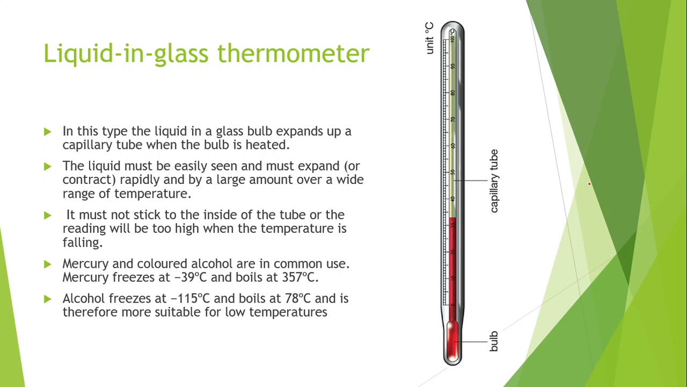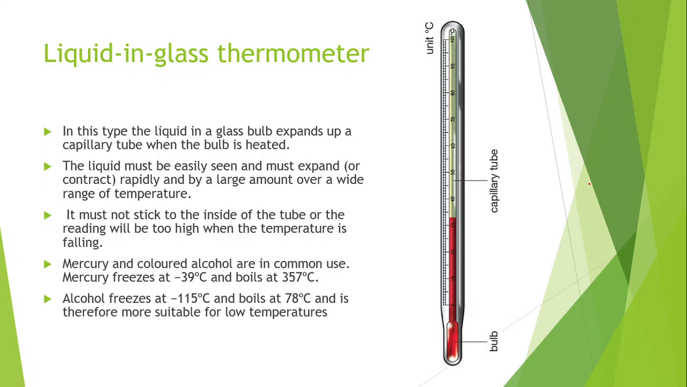Another thing is that the liquid must not stick to the inside of the tube, or the reading will be too high when the temperature is falling. So the viscosity and the surface tension are all really important factors when considering the inner liquid of the bulb. The optimum option that we're left with is most of the time mercury, especially when dealing with body temperatures. So mercury and other colored alcohols are usually used.